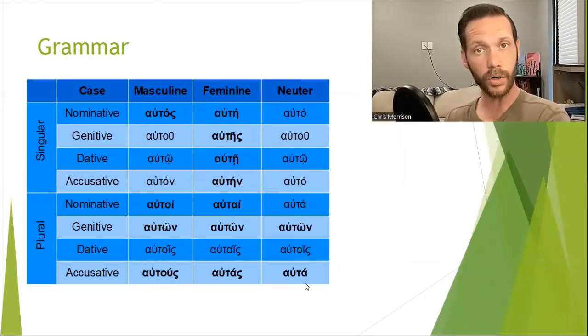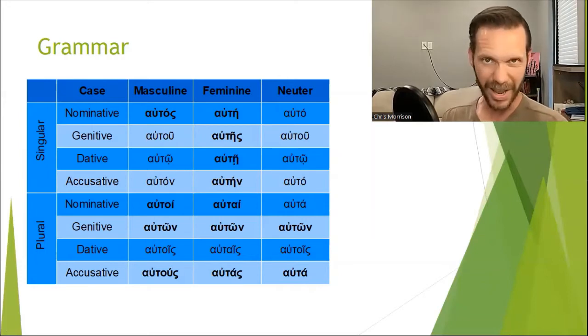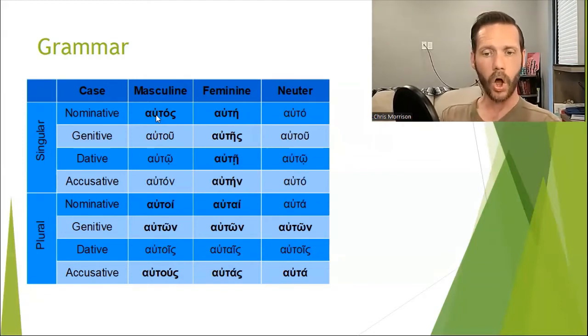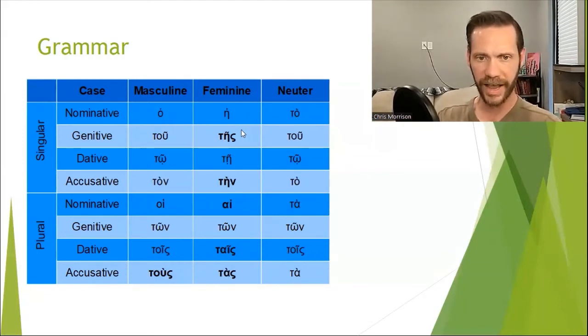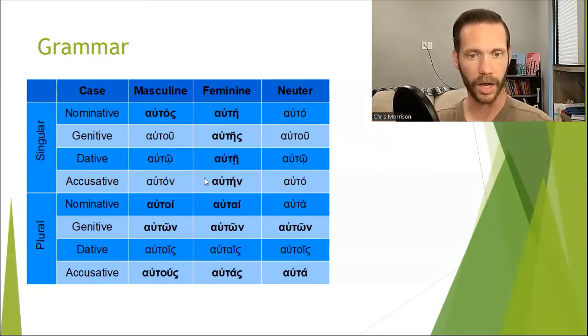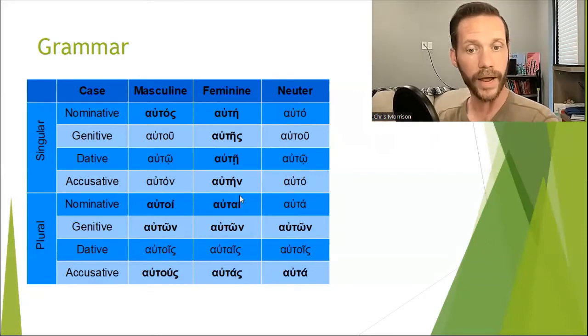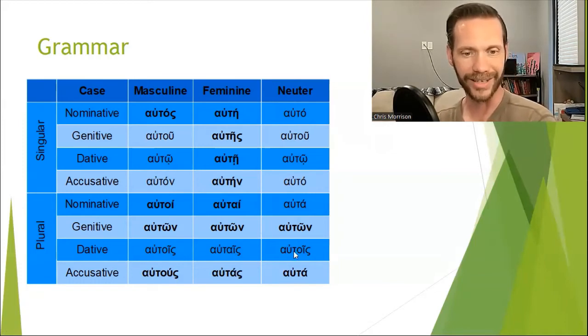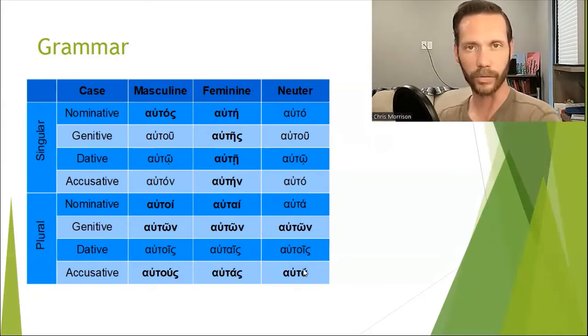You have seen the word auton, meaning him or his, to him. So here is from the word autos. This again is your pronoun. All we're doing is taking the exact same endings and prefixing them with alpha upsilon. So autos, autē, auto, autou, autēs, autou, autō, autē, autō, auton, autēn, auto, autoi, autai, auta, autōn, autōn, autōn, autois, autais, autois, autous, autas, auta.